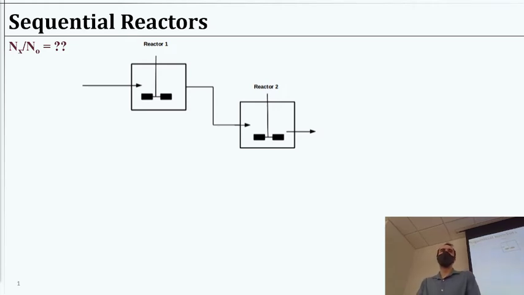How did you guys feel about flocculation? Do you feel like that was okay? I think there's some practice in the homework, so overall, I think hopefully it's not too bad.